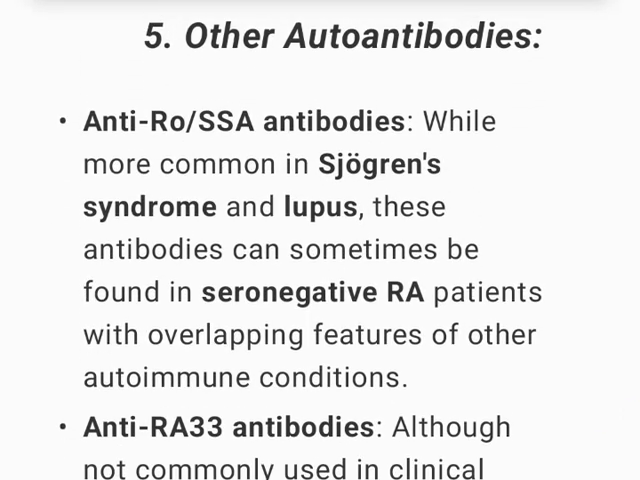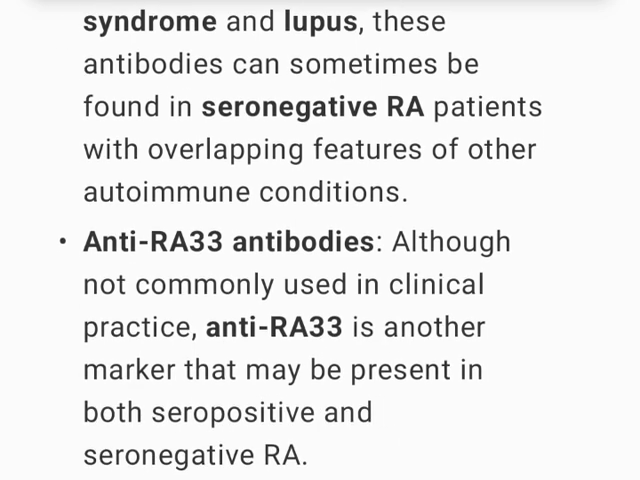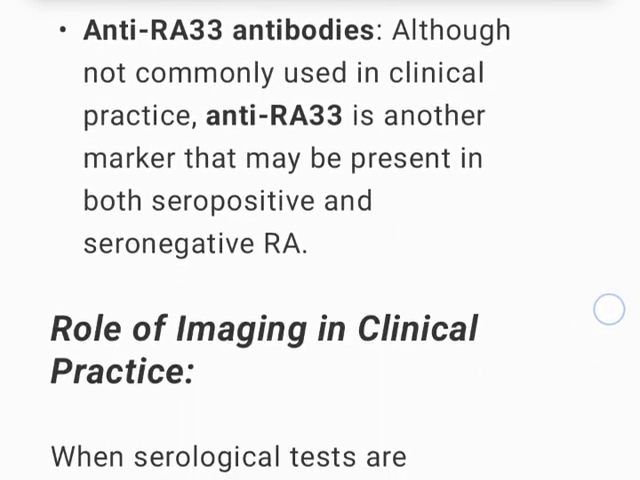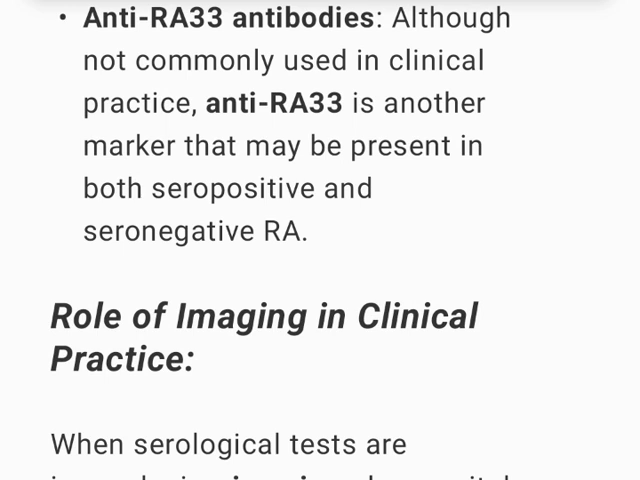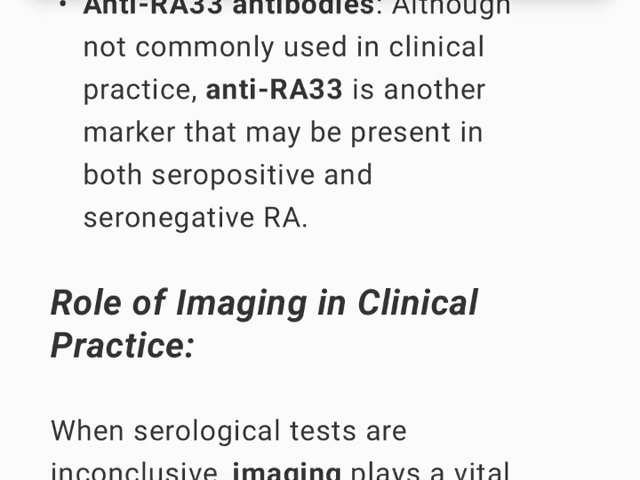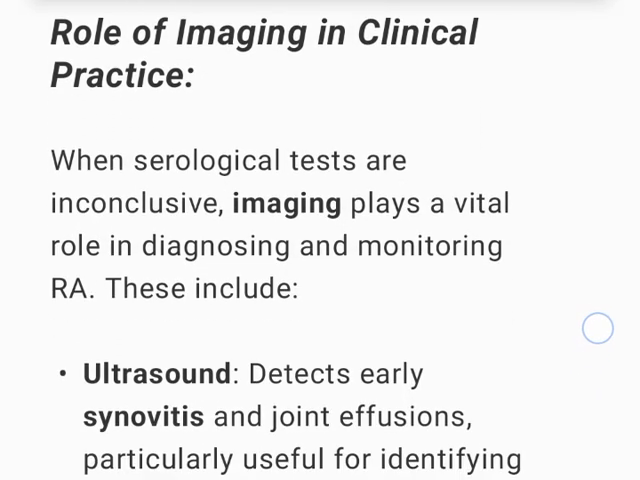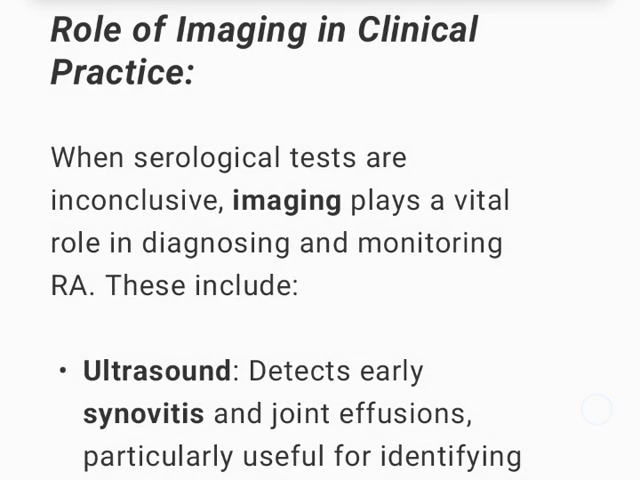5. Other autoantibodies. Anti-Rho SSA antibodies. While more common in Sjogren's syndrome and lupus, these antibodies can sometimes be found in seronegative RA patients with overlapping features of other autoimmune conditions. Anti-RA33 antibodies. Although not commonly used in clinical practice, anti-RA33 is another marker that may be present in both seropositive and seronegative RA.